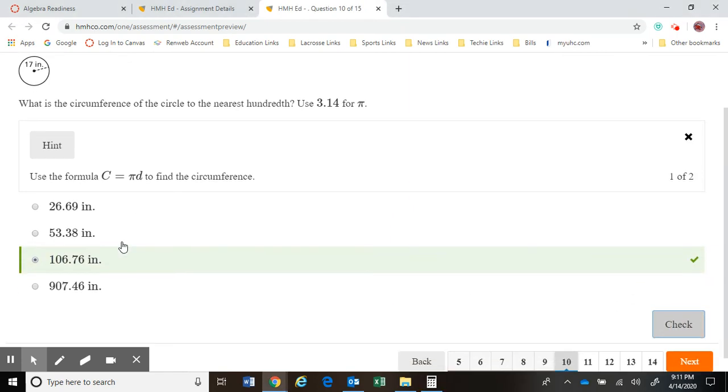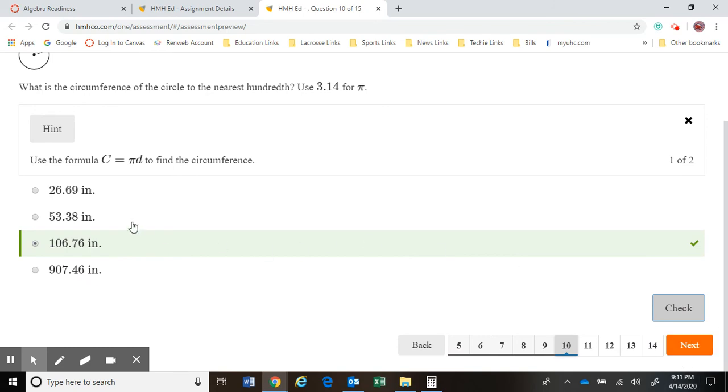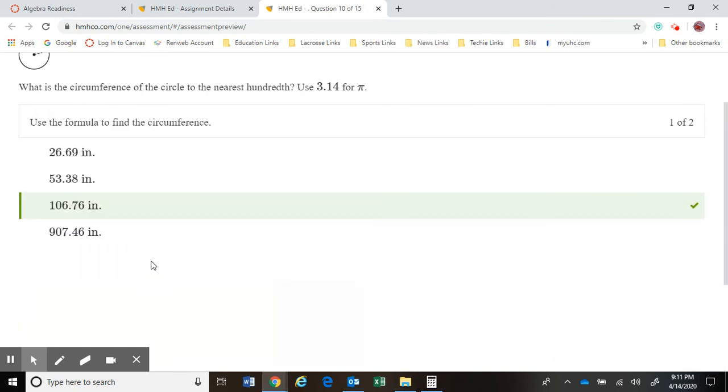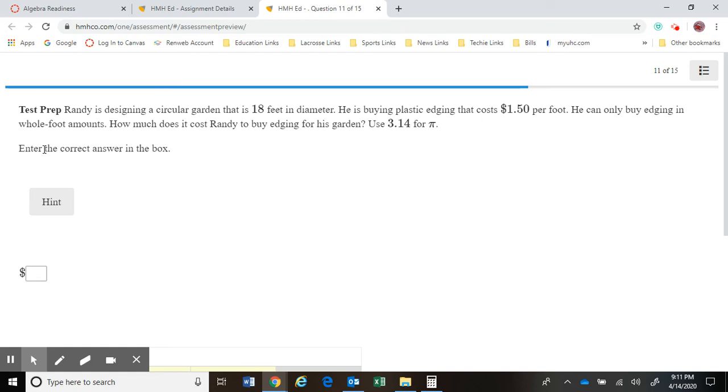Check it. You're good. 106.76. All right. Okay. Now this is where it gets a little more in depth. There's a couple steps here, so you really need to make sure we read and write everything out.